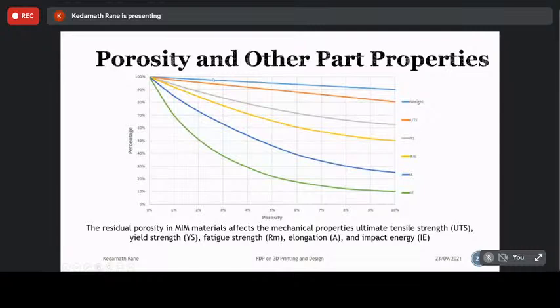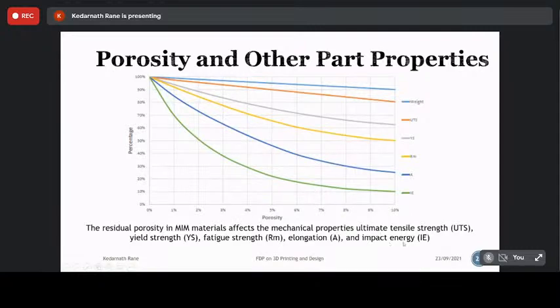The UTS, the same is applicable for yield strength, Rm, A and IE, which are related to the elongation and impact strength of the material. It is highly influenced by the porosity. Here you can see the elongation, which is important for some applications. If you increase the porosity from 0% to 10%, it reduced significantly, almost by 30%.